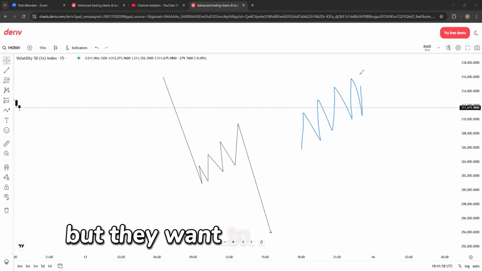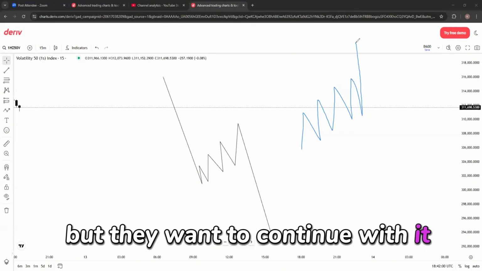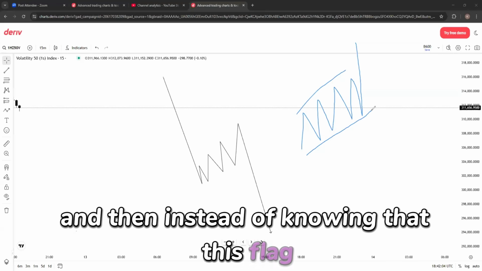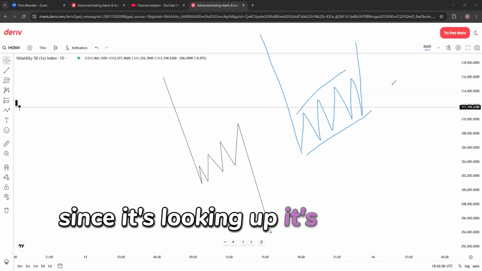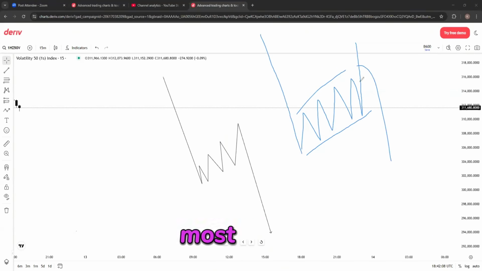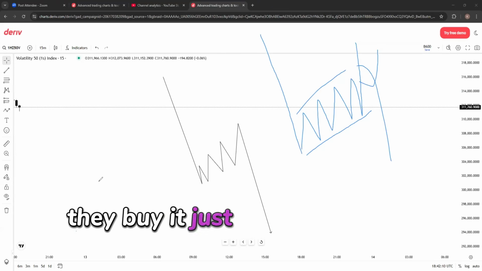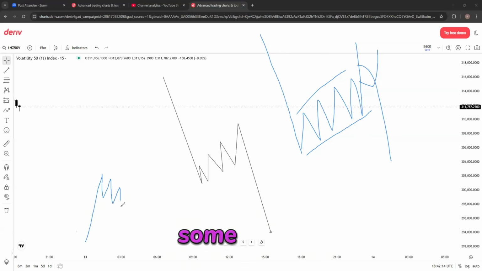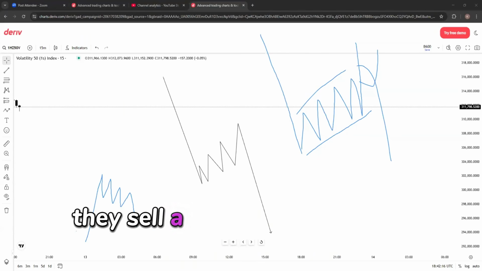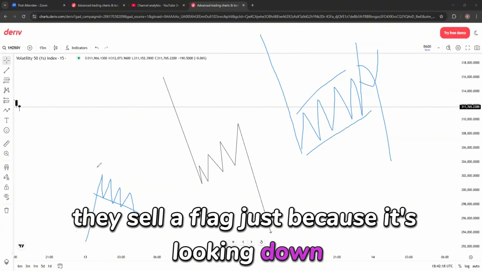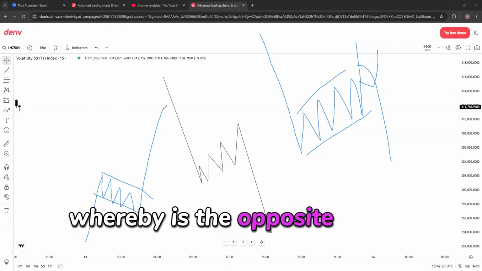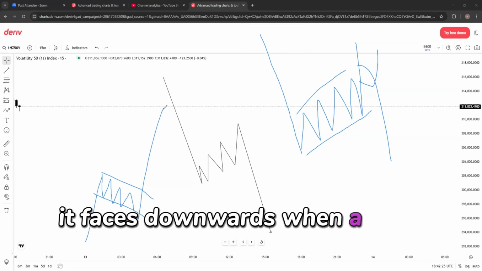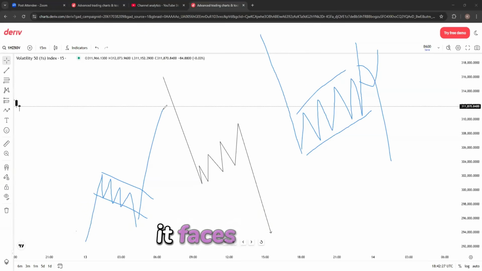So where most people get it wrong is they see that there is a flag, but they want to continue with it. Instead of knowing that this flag, since it's looking up, is supposed to sell, most people buy it. Just as much as if we are in an uptrend, some people sell a flag just because it's looking down, whereby it's the opposite. When a flag is buying, it faces downwards. When a flag is selling, it faces upwards.